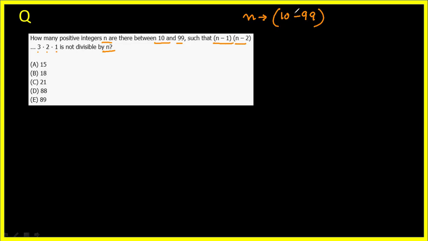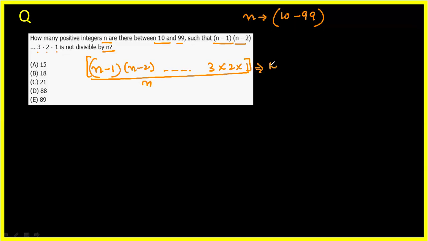Now it says that (n-1)(n-2)...3·2·1, this numerator, is not divisible by n. It should not be divisible by n, right? That's the question. What is the numerator? This one, n into n minus 1 into n minus 2 into 3 into 2 into 1, is actually (n-1) factorial. That means (n-1) factorial should not be divisible by n.